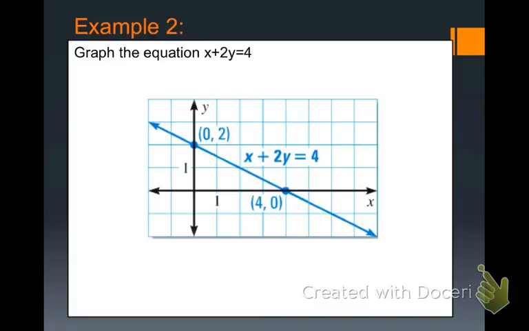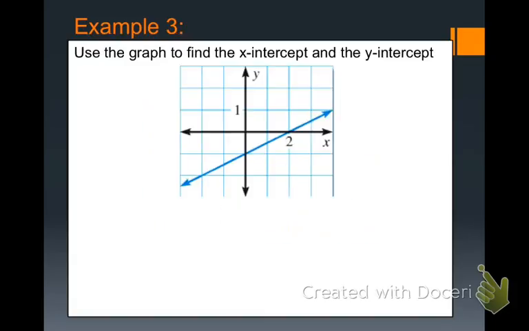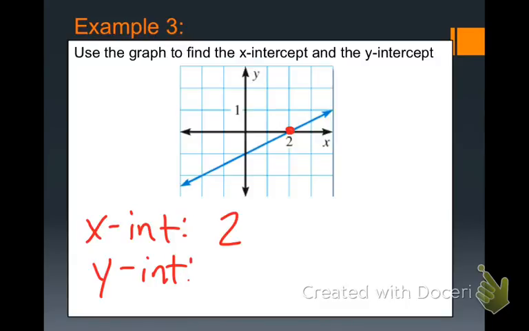So for another example, we can work backwards. You have a graph and you're asked to find the x and y-intercept. Well, looking at the graph, you're just trying to see where it crosses the x-axis and where it crosses the y-axis. So you can see here at positive 2 is where it crosses the x-axis, so our x-intercept is 2. And it crosses the y-axis at negative 1. So our y-intercept is negative 1.